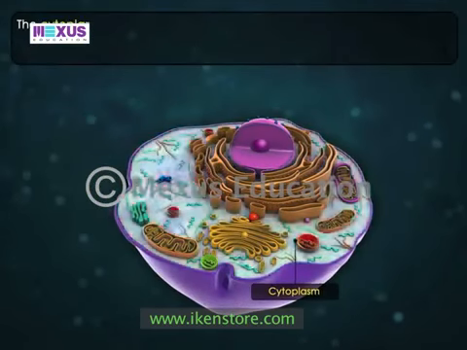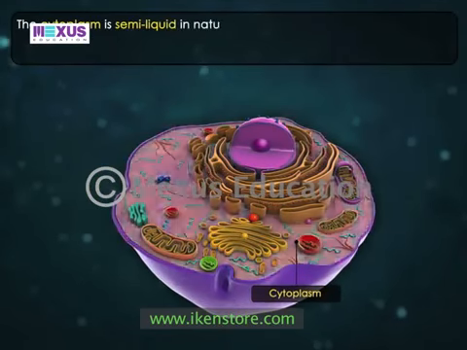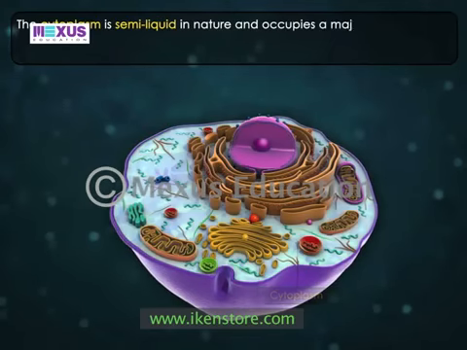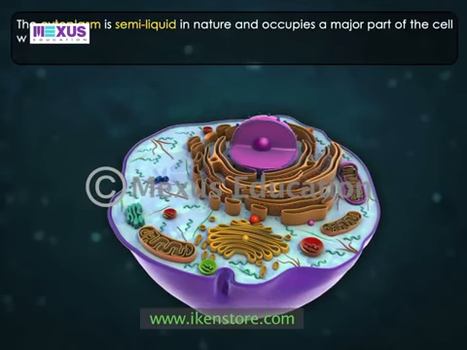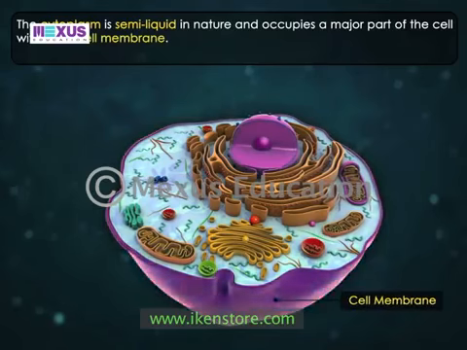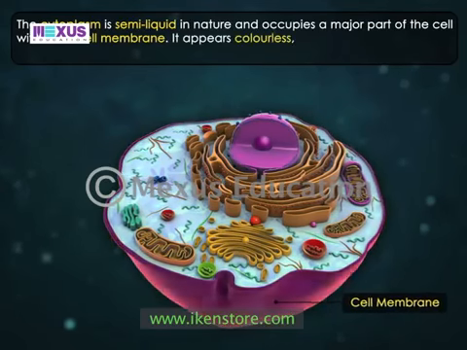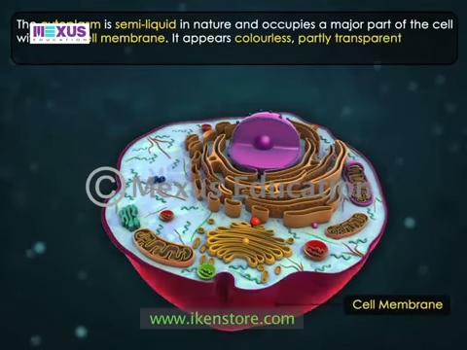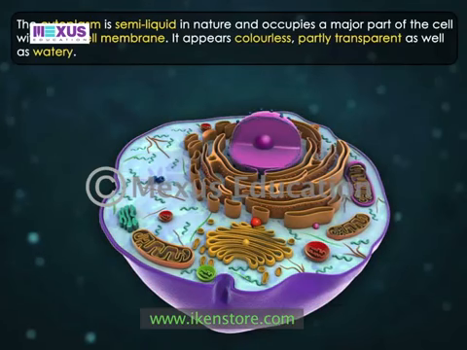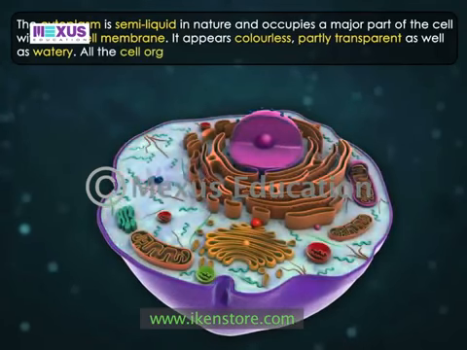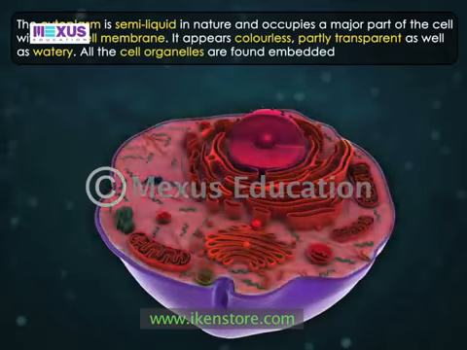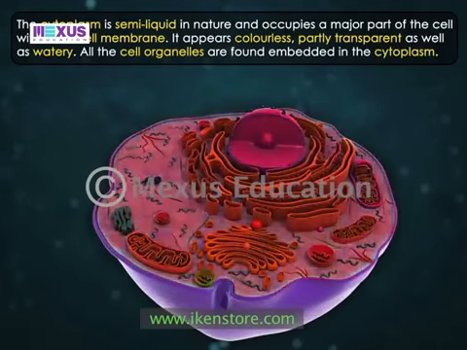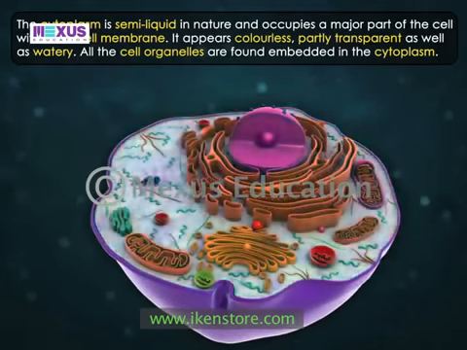The cytoplasm is semi-liquid in nature and occupies a major part of the cell within the cell membrane. It appears colorless, partly transparent, as well as watery. All the cell organelles are found embedded in the cytoplasm. Let us take a look at them.